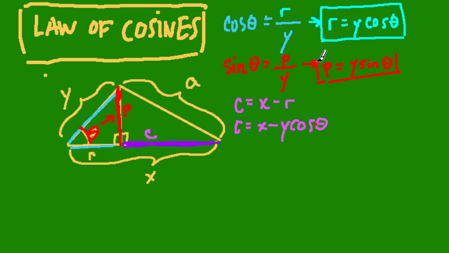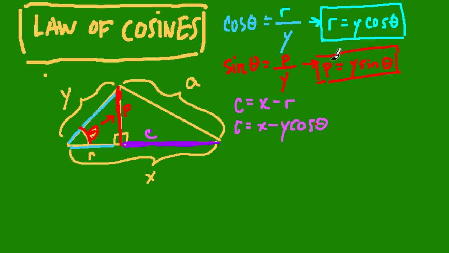And all I did right there is multiply both sides by y, right? Because P over y times y is just P, and then y times the sine of theta is y times the sine of theta. It's exactly what I did up here, but just with different variables. Multiply both sides by y. R over y times y is just r. Those y's cancel out. And then y times the cosine of theta is what we have over here. So now we know that C is always going to be x minus y cosine of theta, and P is always going to be equal to y sine of theta.